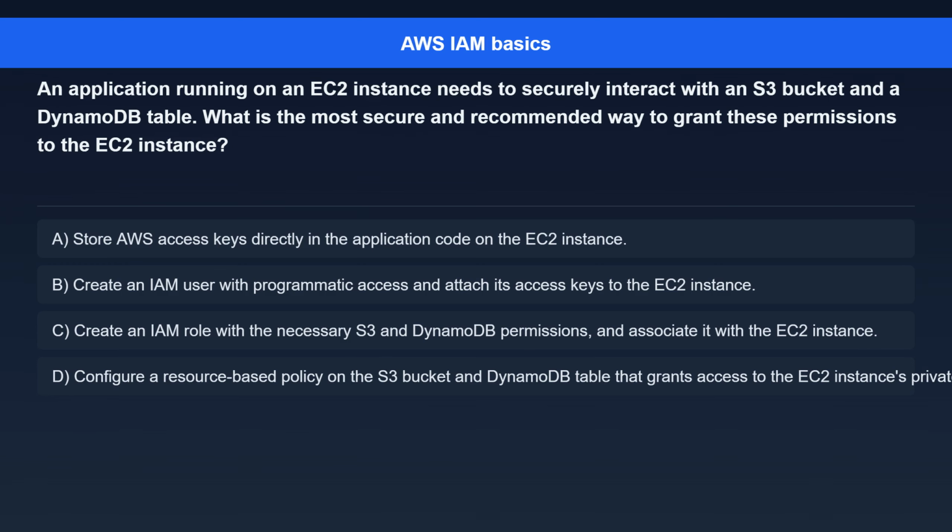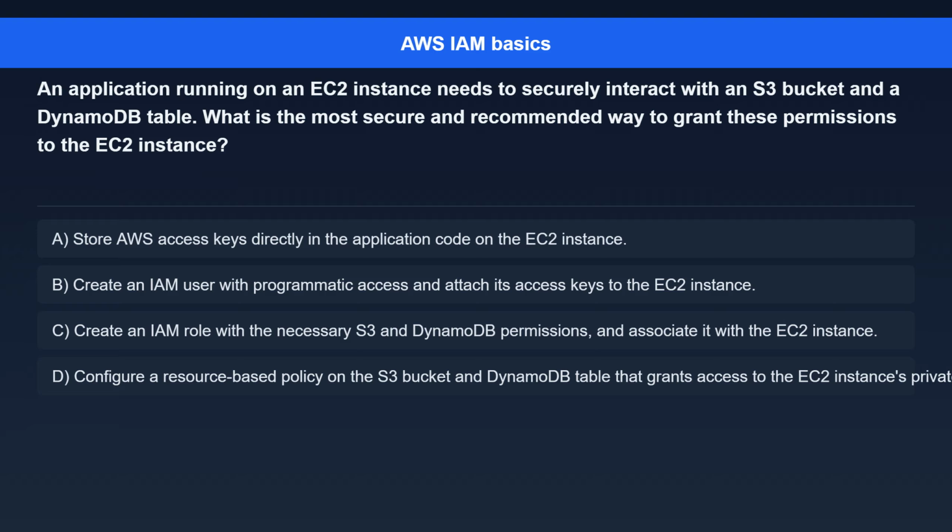Question 1. An application running on an EC2 instance needs to securely interact with an S3 bucket and a DynamoDB table. What is the most secure and recommended way to grant these permissions to the EC2 instance? Option A. Store AWS access keys directly in the application code on the EC2 instance. Option B. Create an IAM user with programmatic access and attach its access keys to the EC2 instance. Option C. Create an IAM role with the necessary S3 and DynamoDB permissions and associate it with the EC2 instance.